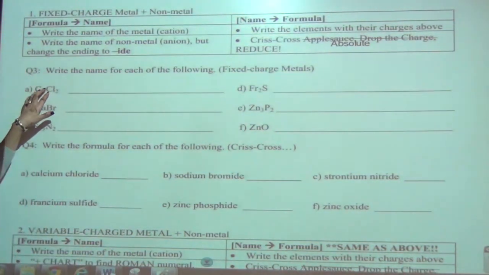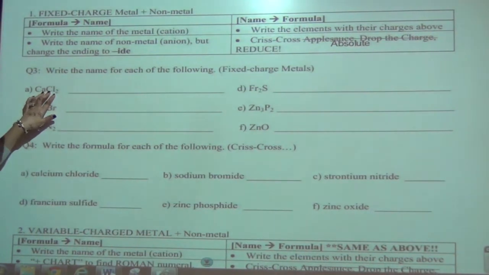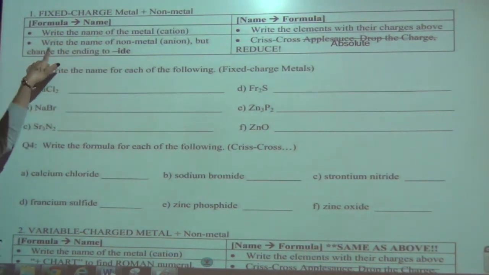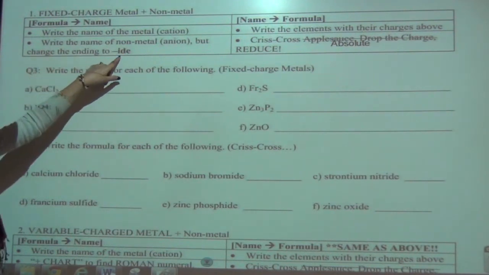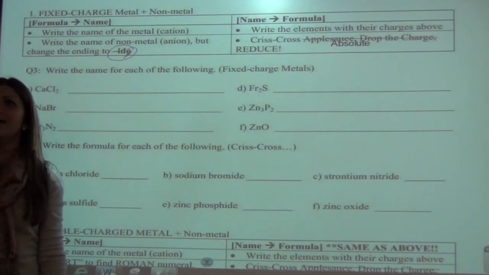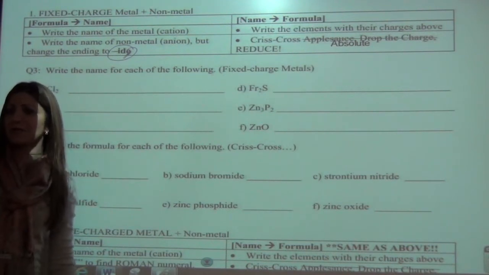Okay? So we're going to try to write the names of these. If it's a fixed charge, what it says is write the name of the metal, which is the cation. Write the name of the non-metal, which is the anion. The only thing is, you have to change the ending to "ide." Okay? IDE.